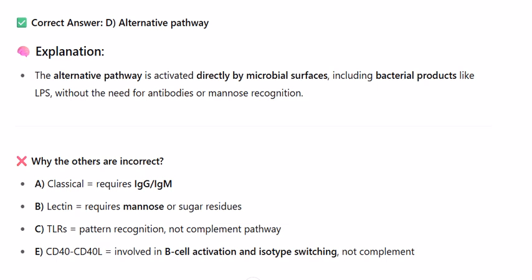Why the others are incorrect? A. Classical requires IgG or IgM. B. Lectin requires mannose or sugar residues. C. TLRs equal pattern recognition, not a complement pathway. E. CD40-CD40L is involved in B-cell activation and isotype switching, not complement.